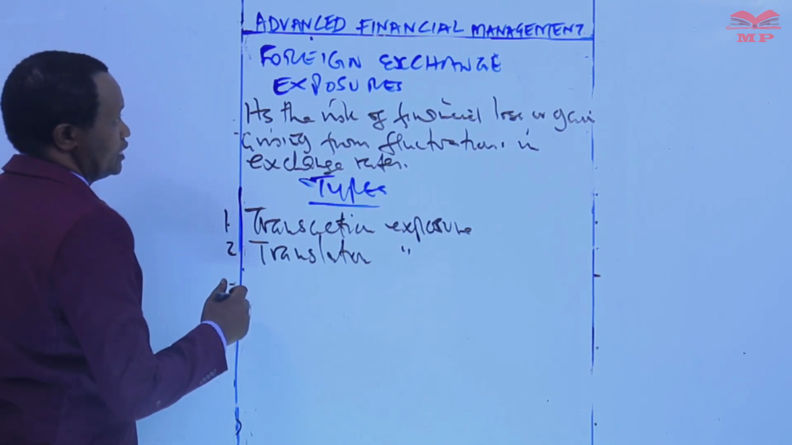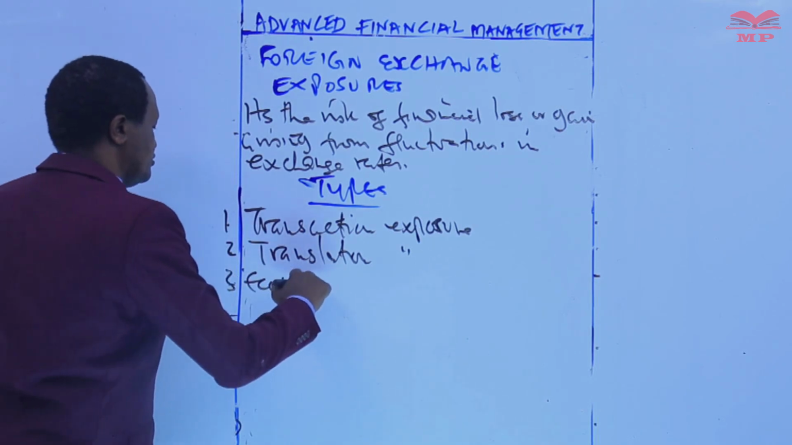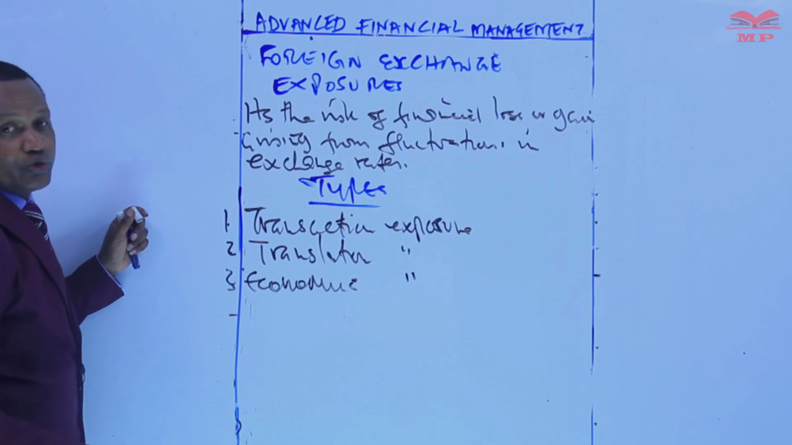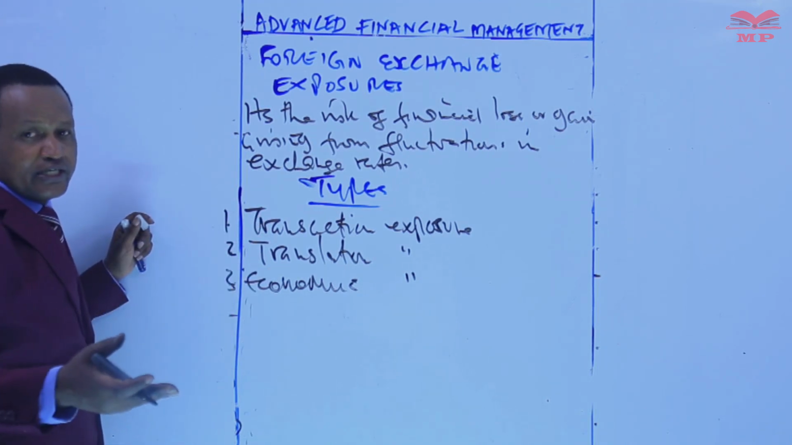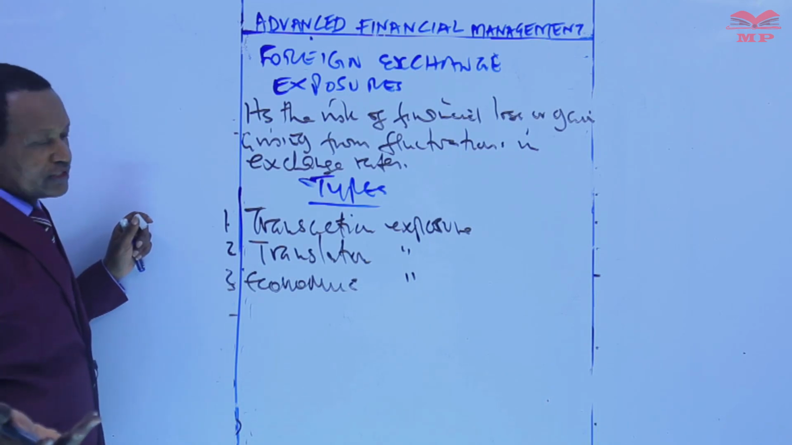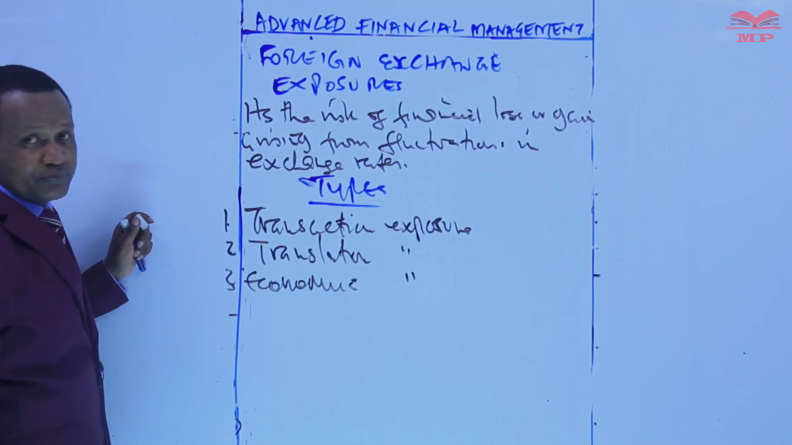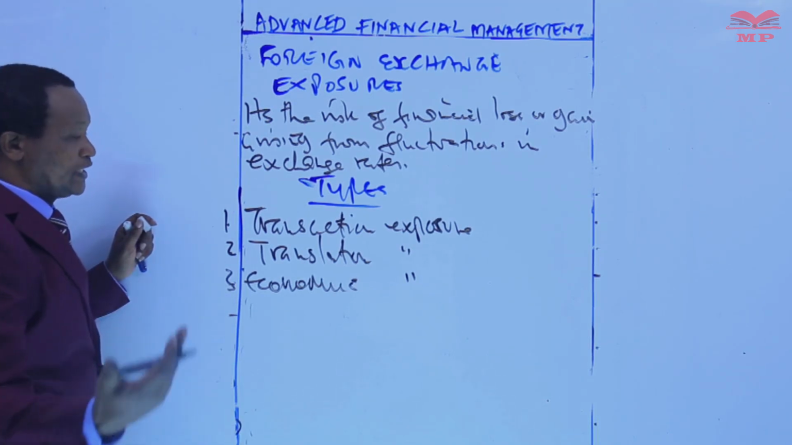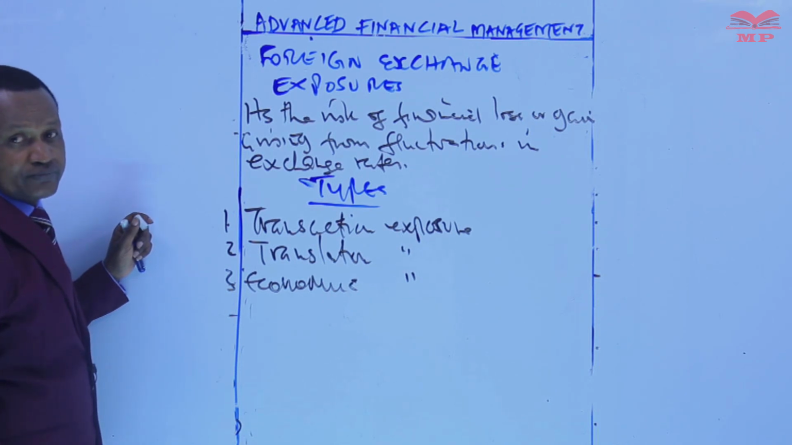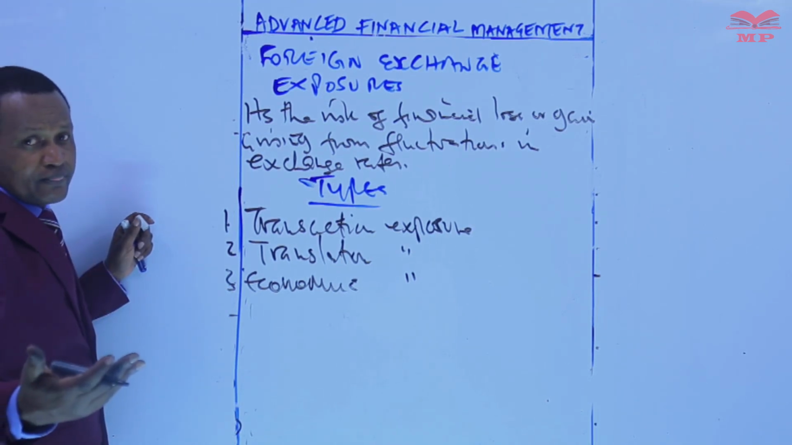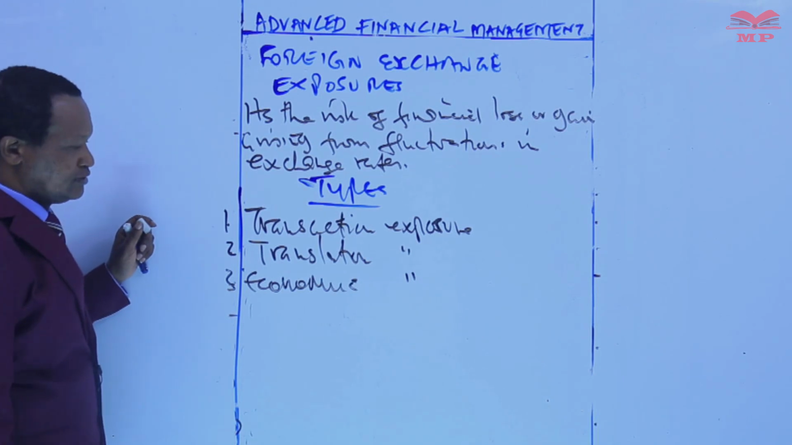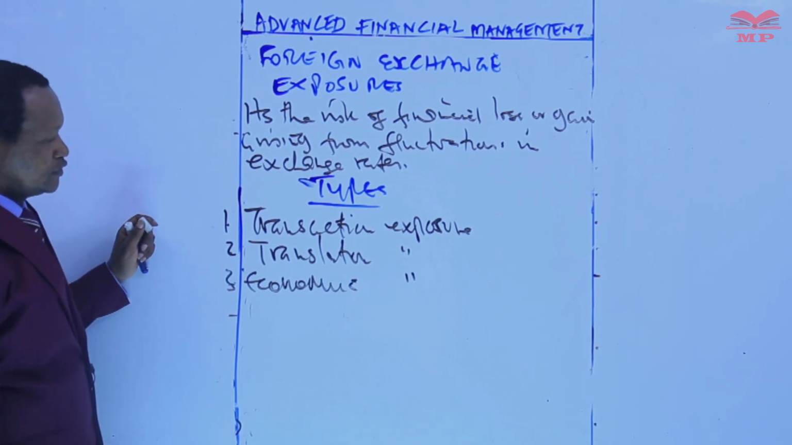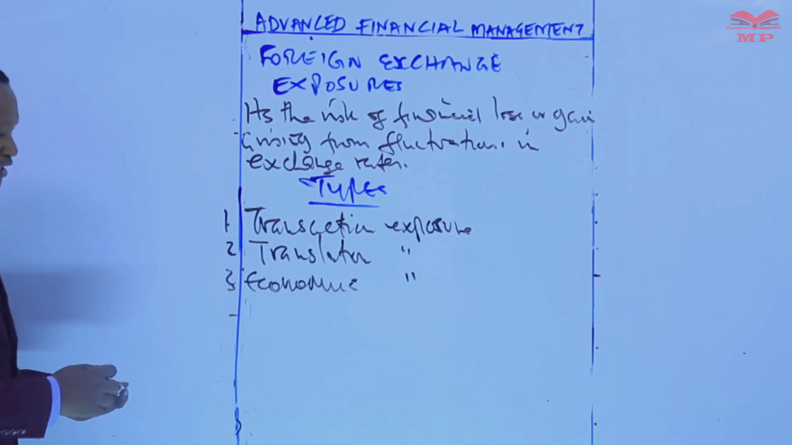The other type of foreign exchange exposure is economic exposure. Economic exposure arises from changes in exchange rates that affect a company's operating cash flows. And this can be positive or negative depending on the company's competitive position and depending on the pricing strategy of the company. That is economic exposure. You can take a Kenyan exporter facing increased competition from foreign producers due to a weak Kenya shilling. So these are three main types of foreign exchange exposure.